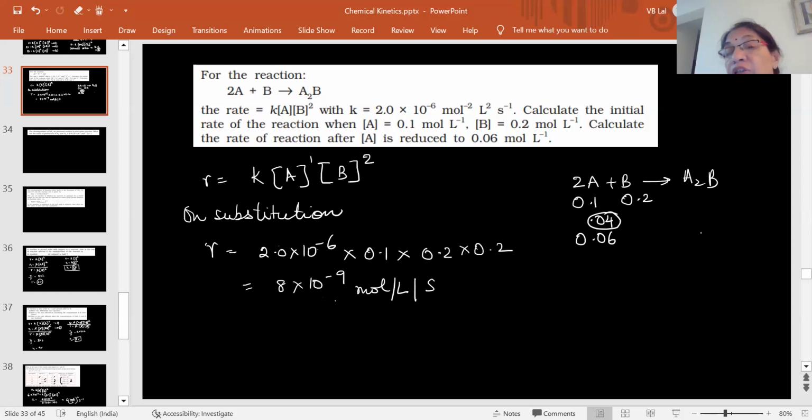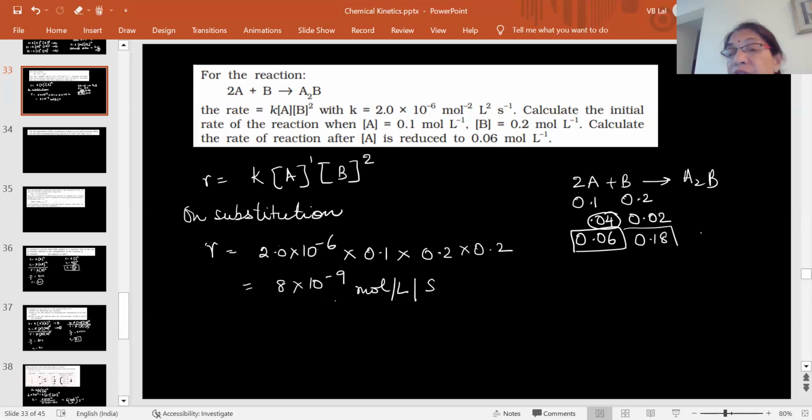The ratio is 2:1. So when 2 moles disappear, here only 1 mole disappears. So when 0.04 moles disappear, how many will disappear here? 0.02. Right? So after disappearance, the concentration of A that remains is 0.06. What is the concentration of B that will remain? It will be 0.2 minus 0.02, that will be 0.18.